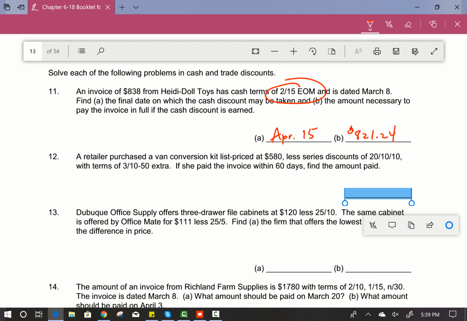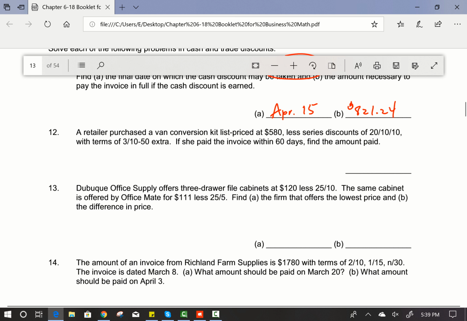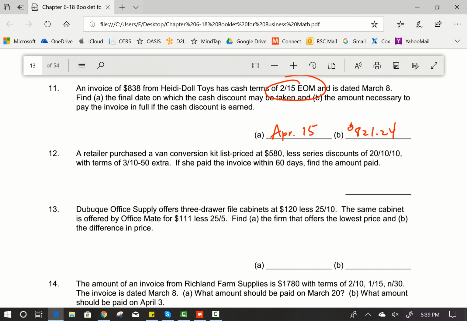I just used the complement of 2%. I wasn't looking for the amount of the discount. I was looking for the amount of the invoice paid in full, so that's why I used the complement of 2%, which is 98%.